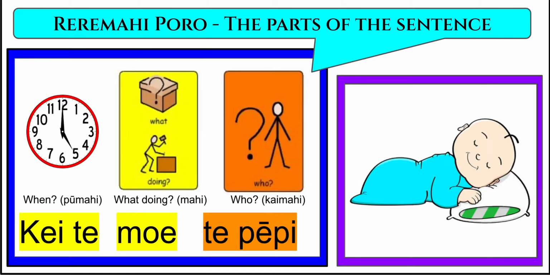This first part of this video shows you the sentence structure, starting with the tohua or the pūmahi, kei te, the action or the mahi, moe, and the kaimahi or who is doing the action, and in this case it's te pepe.